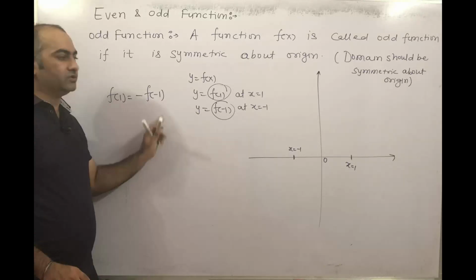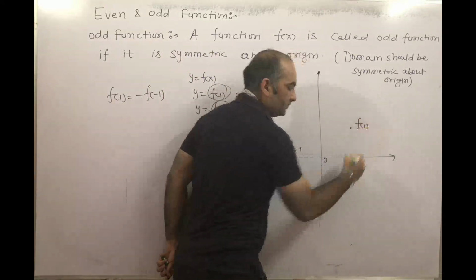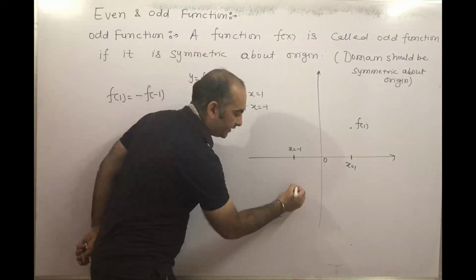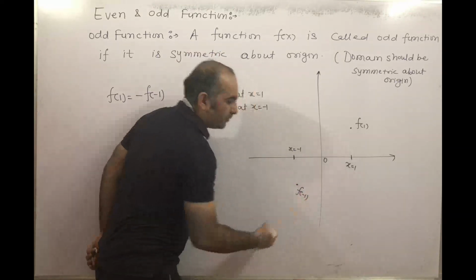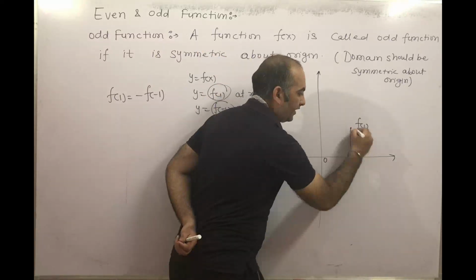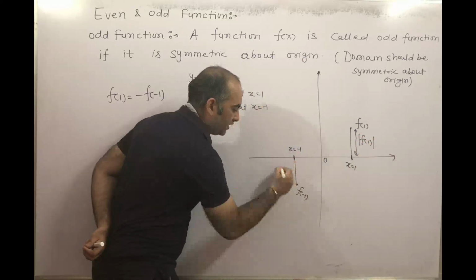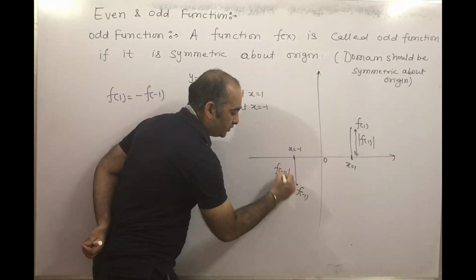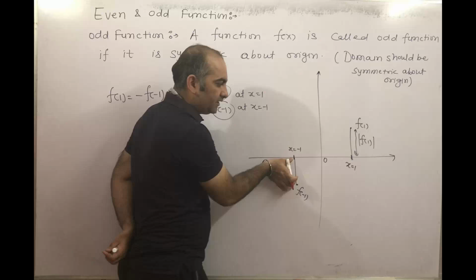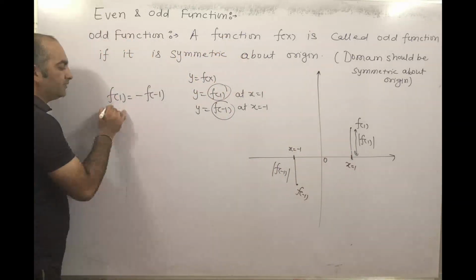So here see, f(1) suppose is in first quadrant, then f(-1) must be here. So this length is |f(1)|, and this length should also be |f(-1)|. So magnitude should be same, that means this length equals this length, but sign should be opposite. So what should be the relation between f(1) and f(-1)?